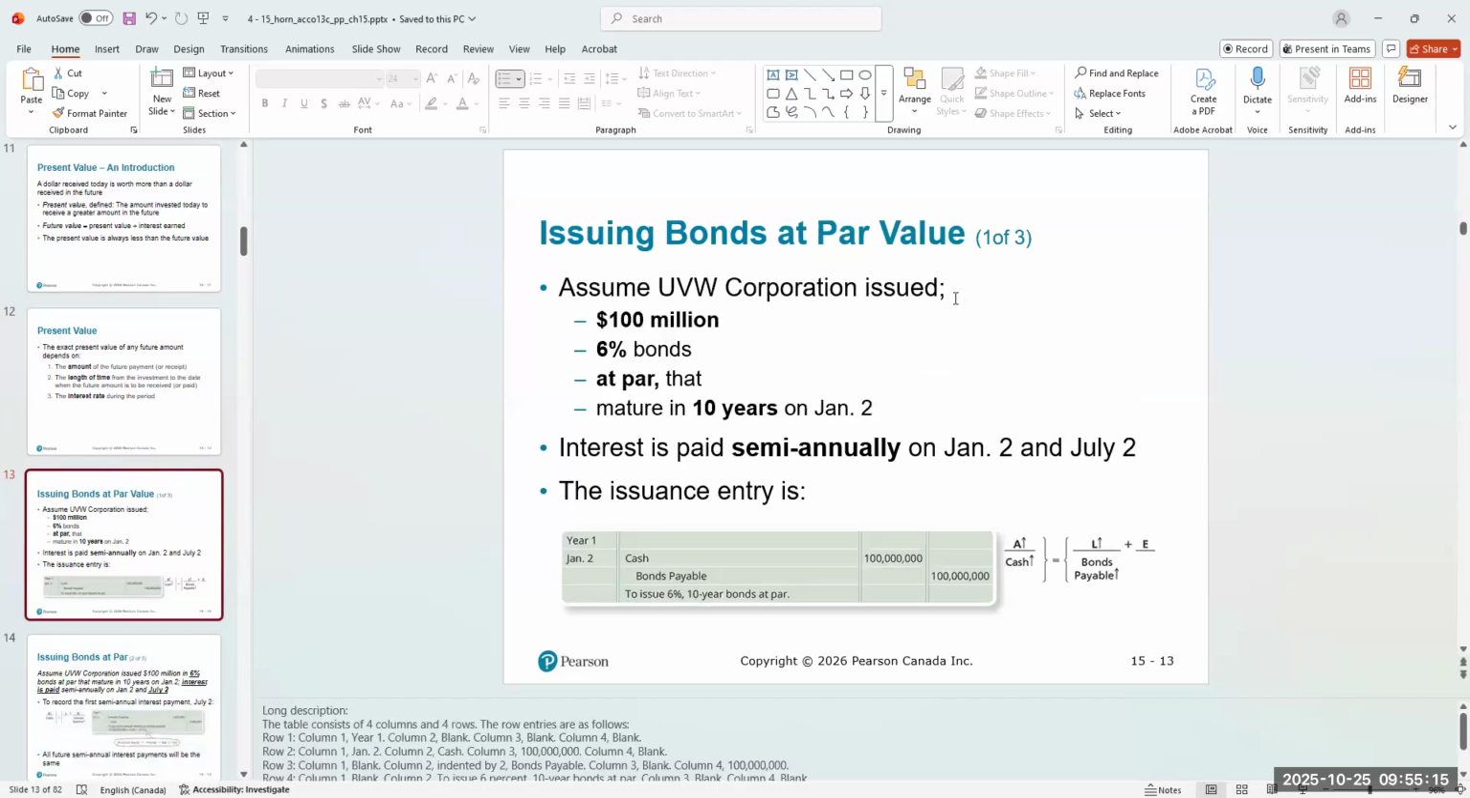So let's go with this. Assume that this company issues $100 million bonds, paying 6% interest at par. That means the market also pays 6%, and the bonds mature in 10 years. Interest is going to be paid semi-annually on January 2nd and July 2nd.